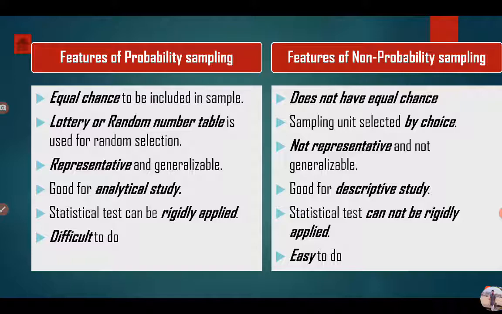In probability sampling technique, the sample is representative and generalizable, but in non-probability sampling it is not representative and not generalizable. Probability sampling technique is good for analytical studies. On the other hand, non-probability sampling is usually good for descriptive studies. A statistical test can be rigidly applied in probability sampling technique, but cannot be rigidly applied in non-probability sampling technique. It is difficult to do probability sampling but easy to do non-probability sampling.